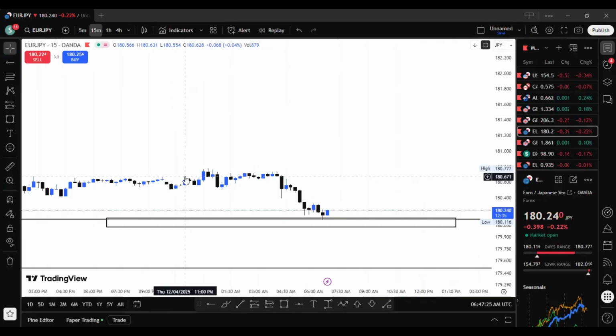Practice this, backtest this many times. Watch the previous video before this and try to backtest this particular strategy.